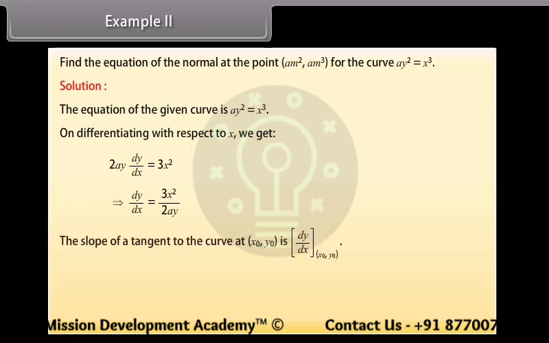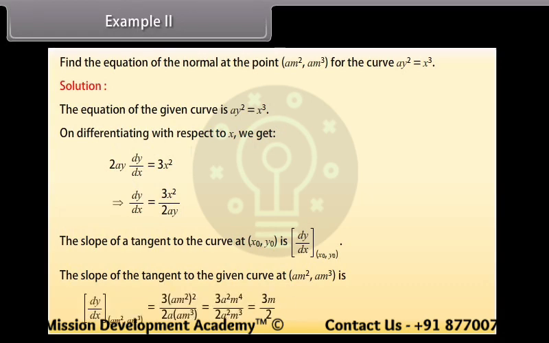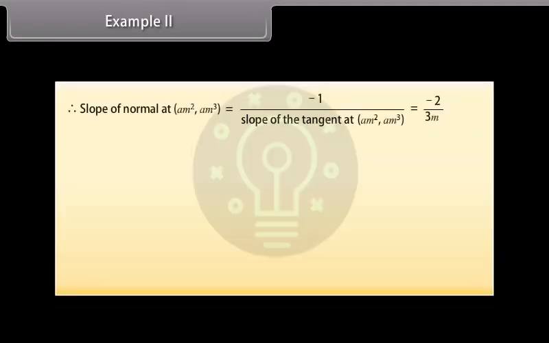The slope of a tangent to the curve at (x0, y0) is dy/dx at (x0, y0). It implies that the slope of the tangent to the given curve at (am², am³) is dy/dx at (am², am³), which is equal to 3 into the square of am² by 2a into am³, which is 3m/2. Therefore, the slope of the normal at (am², am³) is equal to minus 1 by the slope of the tangent, which is minus 2/3m.